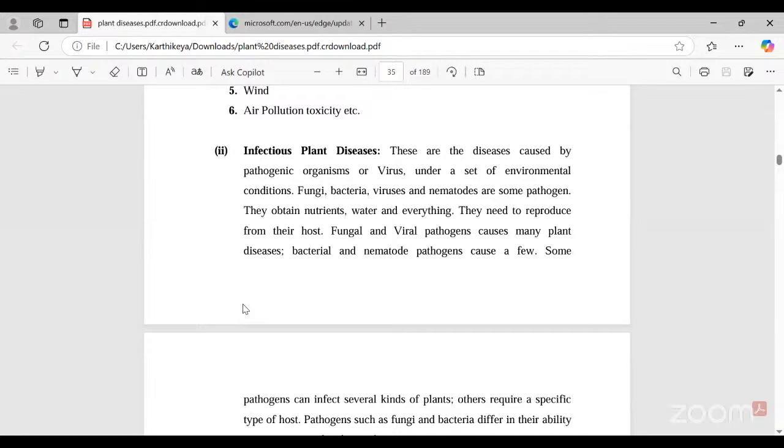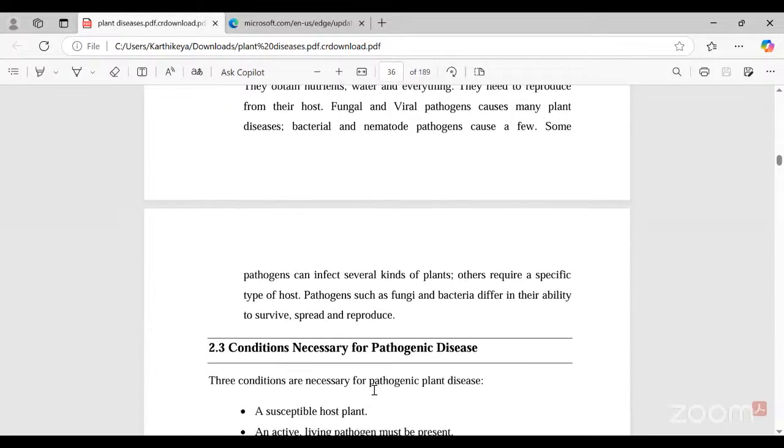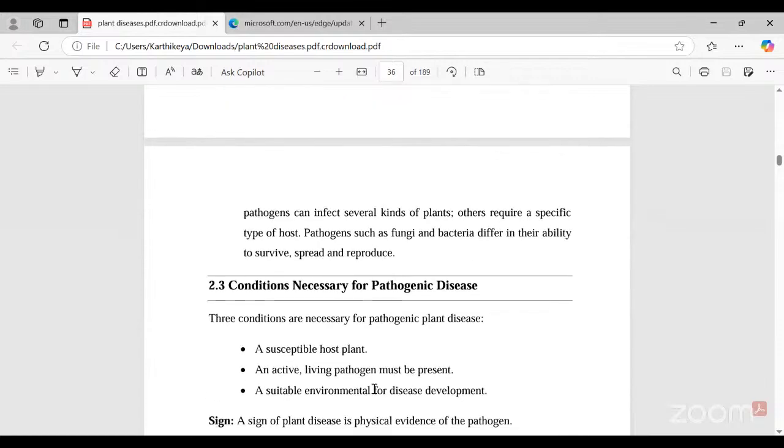They obtain nutrients, water, and everything they need to reproduce from their host. Fungal and viral pathogens cause many plant diseases. Bacterial and nematode pathogens cause a few. Some pathogens can infect several kinds of plants, others require a specific type of host. Pathogens such as fungi and bacteria differ in their ability to survive, spread, and reproduce.